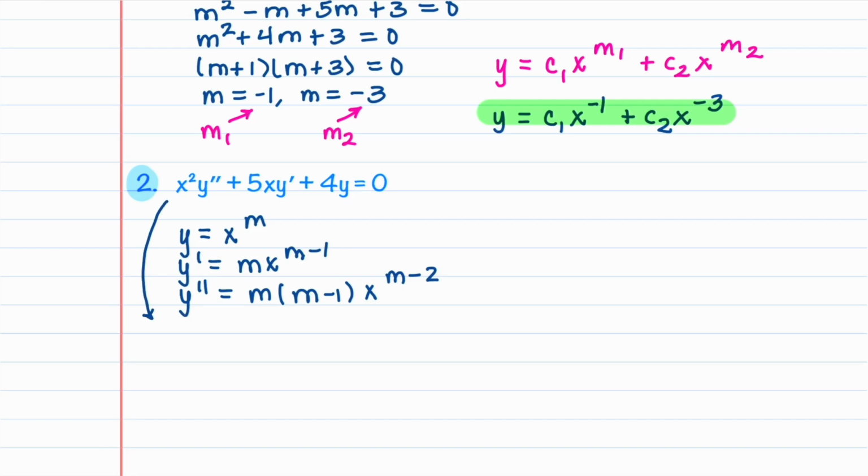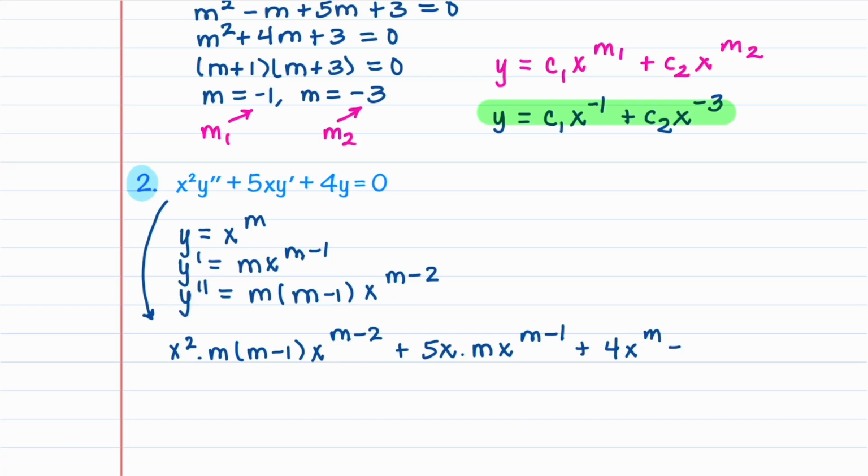We substitute that into our equation, and we get x squared times m times m minus 1, x to the m minus 2, plus 5x times y prime, which is mx to the m minus 1, plus 4 times y, which is x to the m, and that becomes 0.